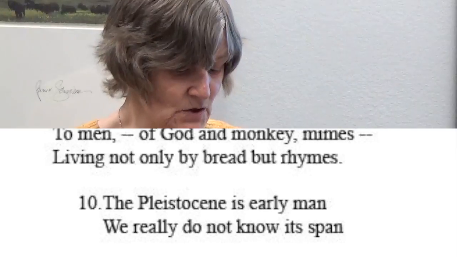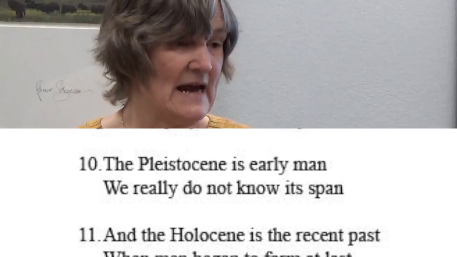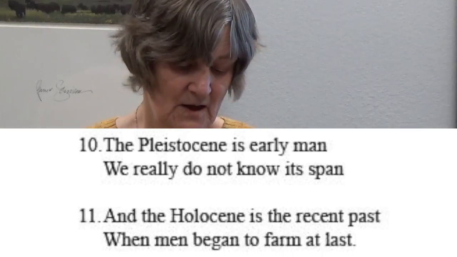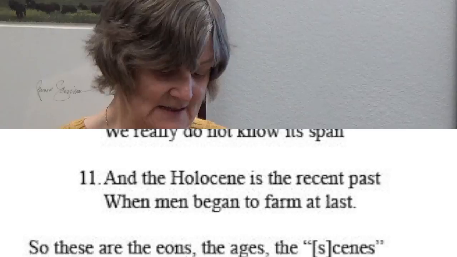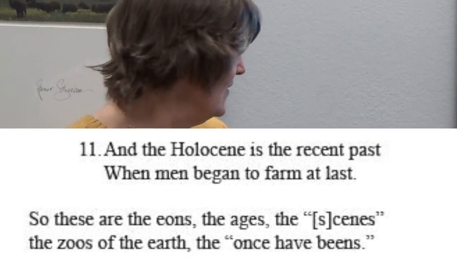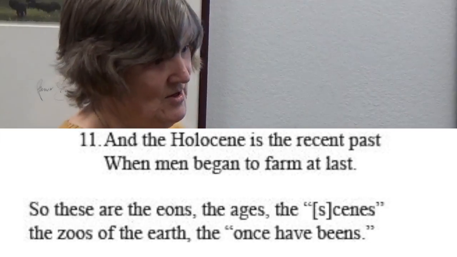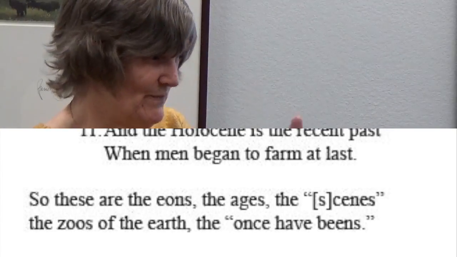The Pleistocene is early man. We really do not know its span. And the Holocene is the recent past. It's 10,000 years, when men began to farm at last. So these are the eons, the ages, the scenes, the zoos of the earth, the once have beens. So if you memorize that, when you start your first geology course, you'll be on top of things.